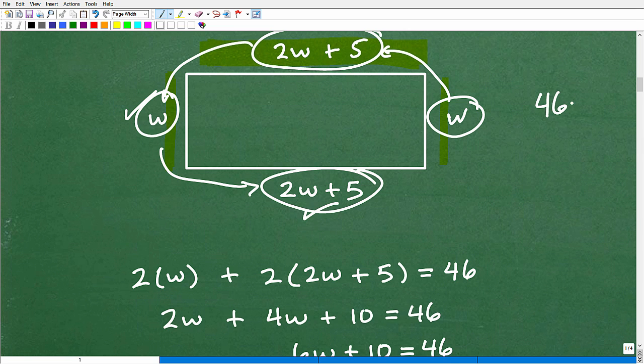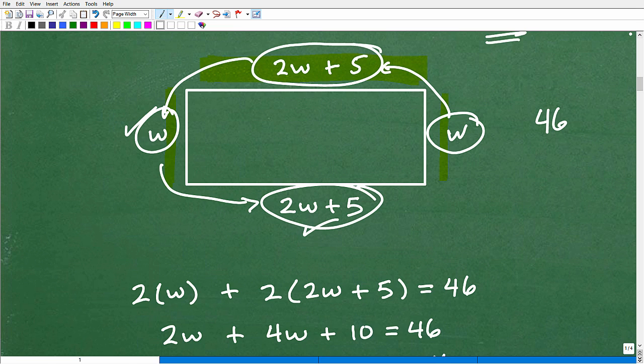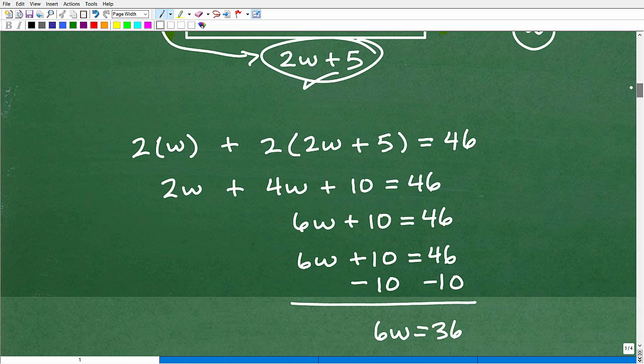But all this information just like this isn't going to help me out. I need to establish some sort of relationship such that I can solve for this missing variable W. Well, how do I do that? Let's go ahead and make an equation. We need an equation. I know if I add all these up, this is going to be 46. So one way you can do this is this way.